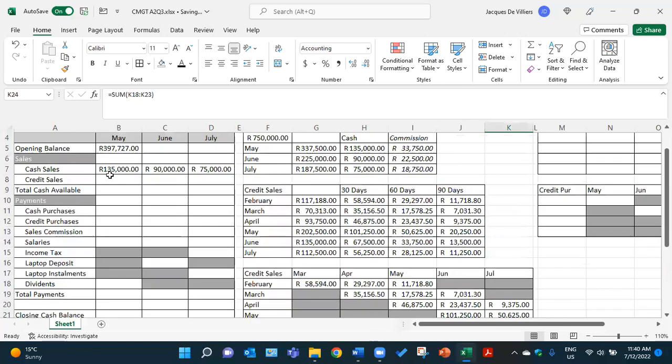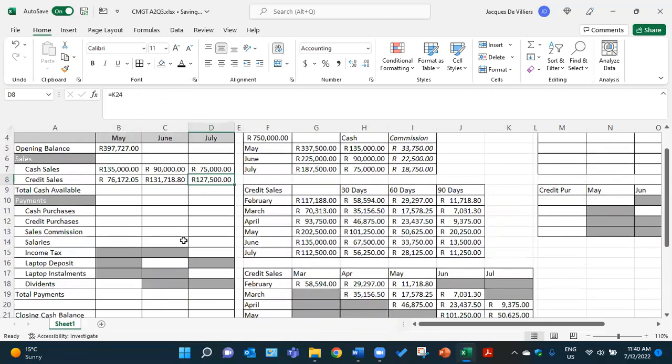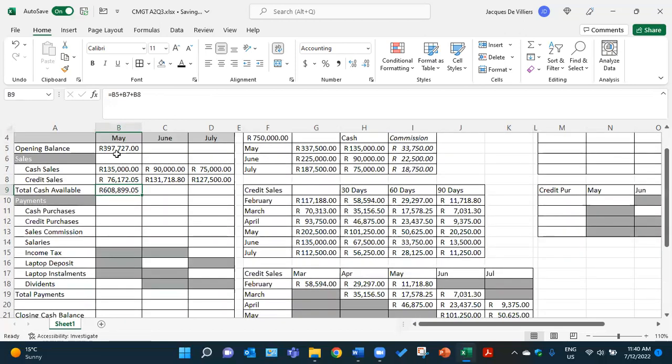I'm not filling that in yet. Or did I? No, I did. That's fine. Let's just put all of that in there. That's our credit sales. Okay. Now that I've totaled it, I can put it in. And now I know what cash available I have, but only for May, because I don't have the opening balances for June and July. So I can complete that now by saying it is the 397 plus the 135 in cash sales plus the 76,000 credit sales that I am collecting. Okay, good. So far, so good with regard to our sales.